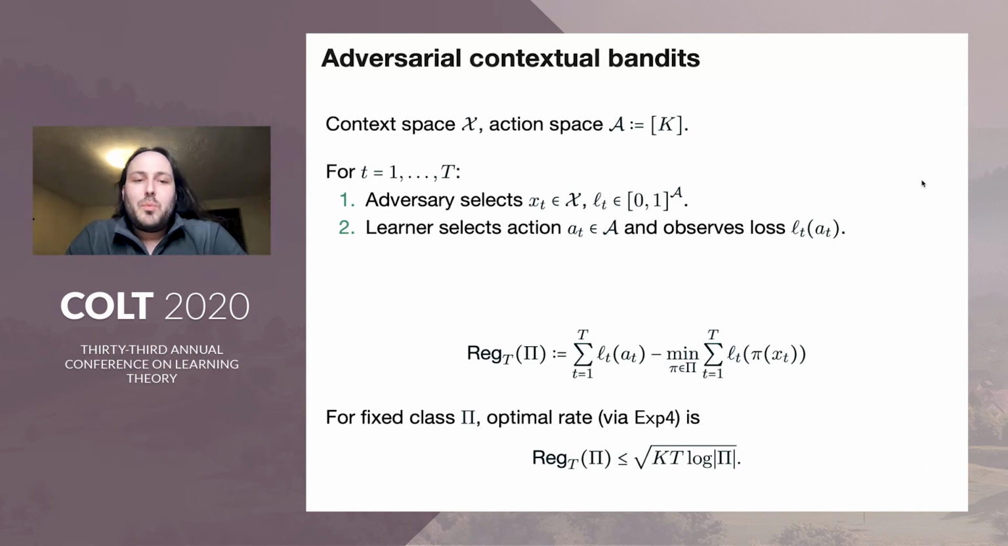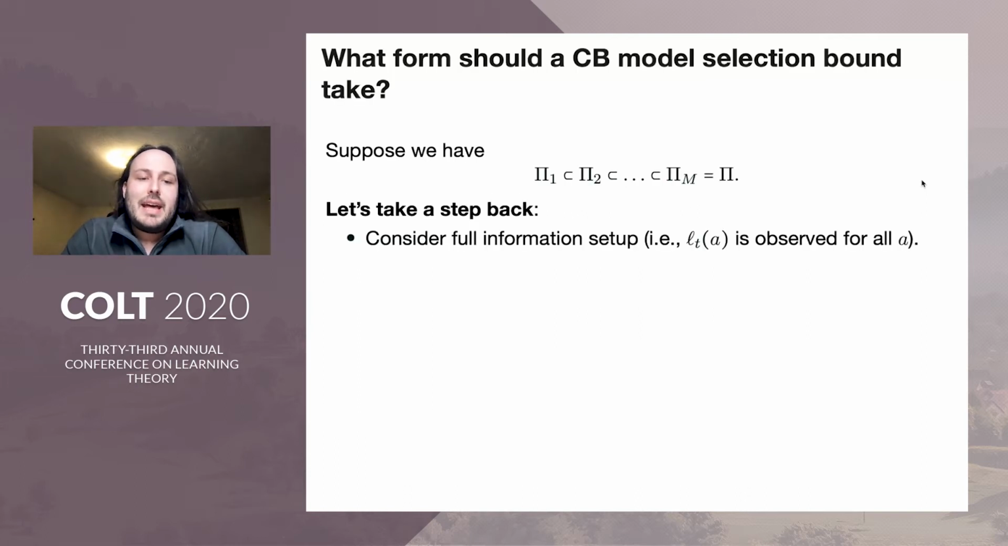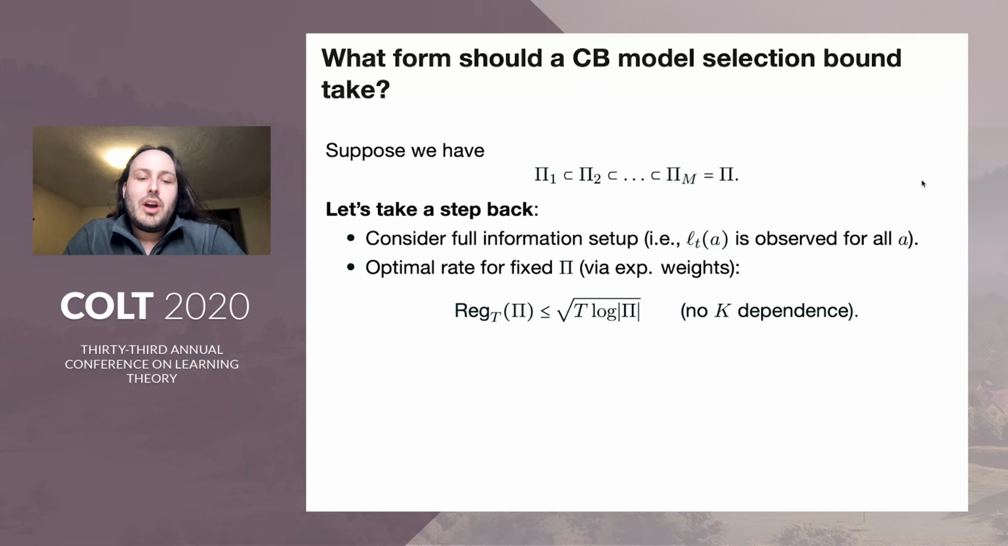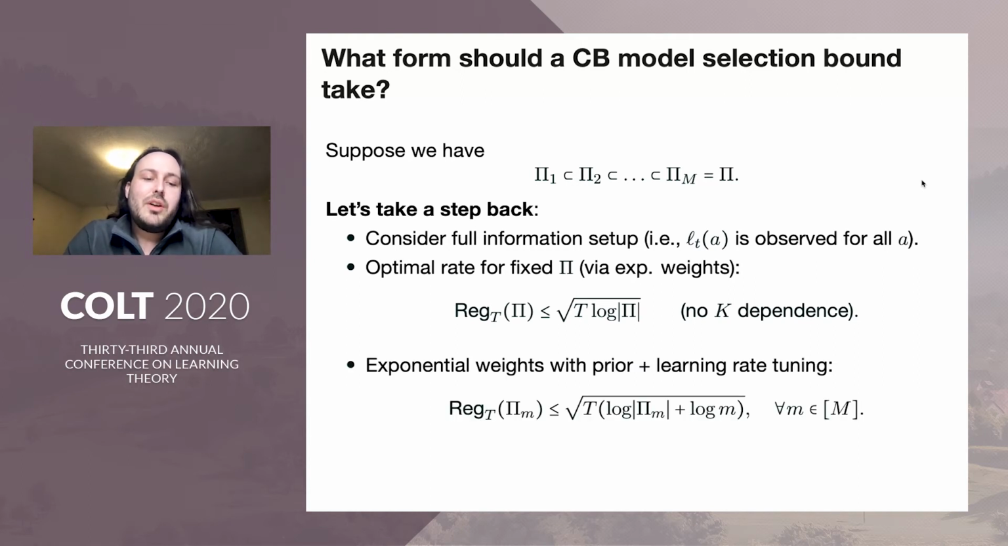So let's think about what a model selection guarantee for this setting might look like. For this, it's helpful to step back and think about the full information online learning setting, where we get to see the full loss vector at each round. In this setting, the optimal regret is just root of T log Pi, so there's no K because we see the loss of every action. And if we're in this nested setting, it's well known that a variant of exponential weights can get us regret that for every m scales as root of T times log size of Pi_m plus log m. So in other words, we get regret towards all the policy classes Pi_m simultaneously, and all we have to pay to do this is this extra log m factor.